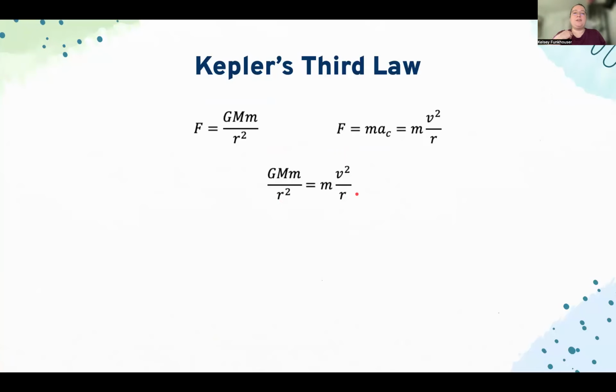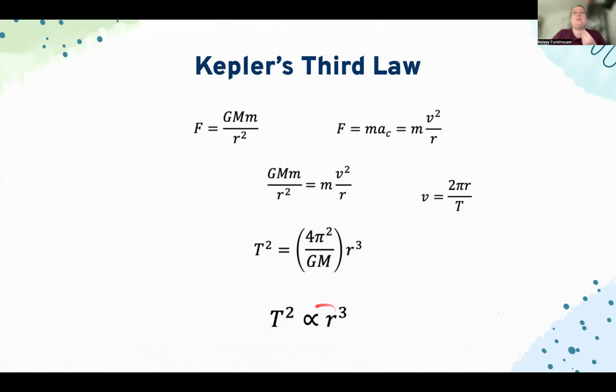There's also a relationship between velocity and period, which comes from 2 pi r divided by the period equals velocity. We can plug that into this relationship and do some rearranging that I'm not showing you. We end up with the period squared equal to 4 pi squared divided by G M times r cubed. If we want to go even further, we can simplify this and just say that the period squared is proportional to the radius cubed.